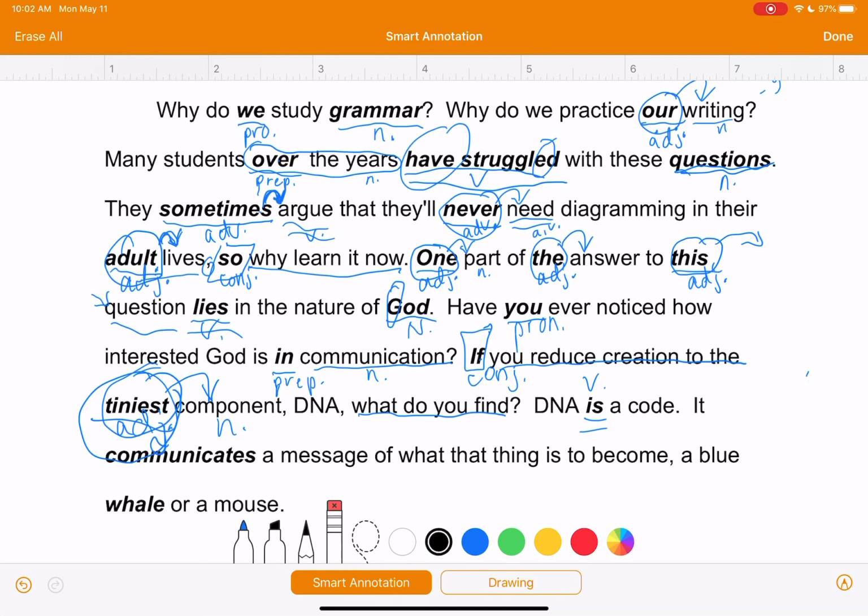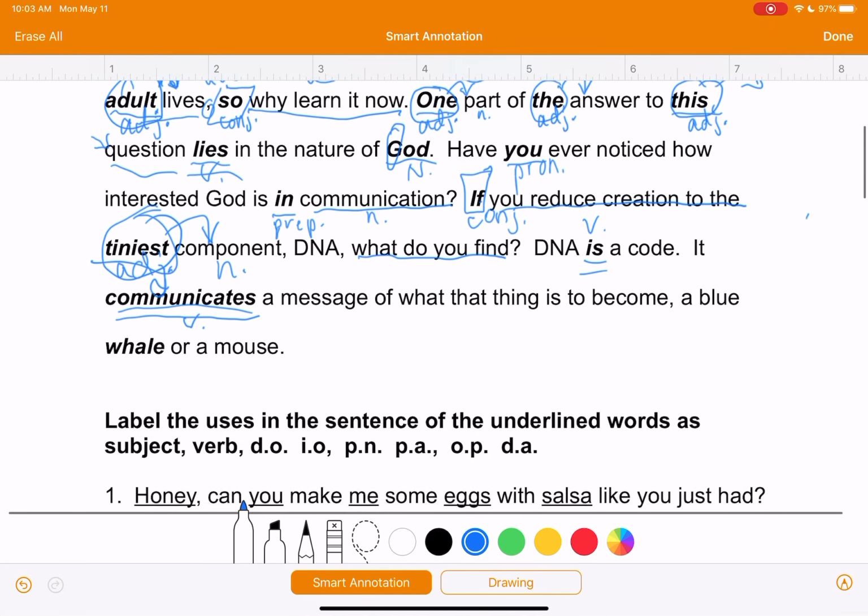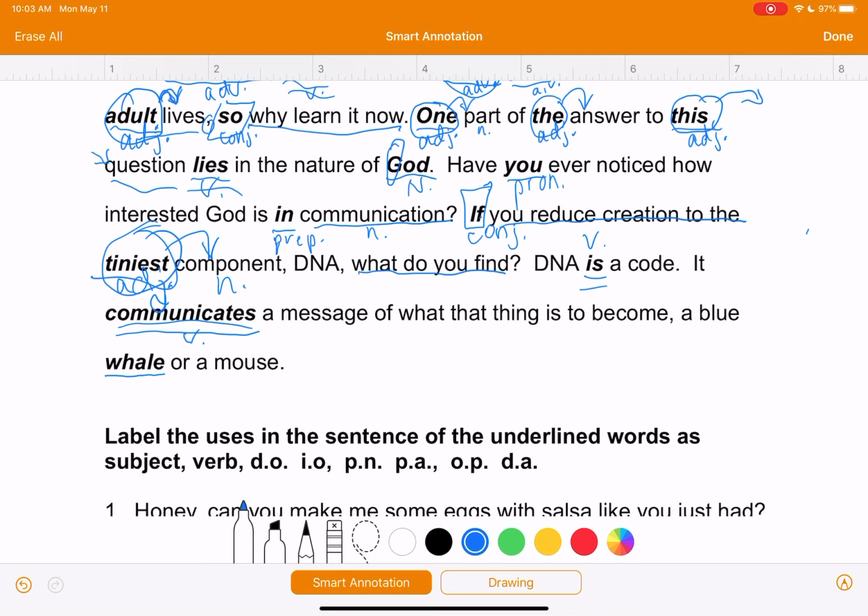So, okay. It communicates. Communicates. You should feel action with that. That's a verb. It's a thing happening. It's an action happening. Okay, and the last one, whale. It's the name of a thing. A blue whale. If the word an, or an article is modifying it, then you know it's going to be a noun because that's what they modify, nouns.